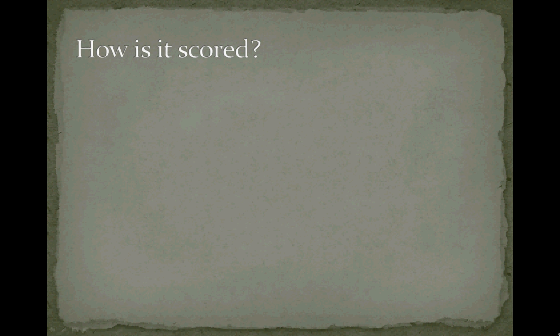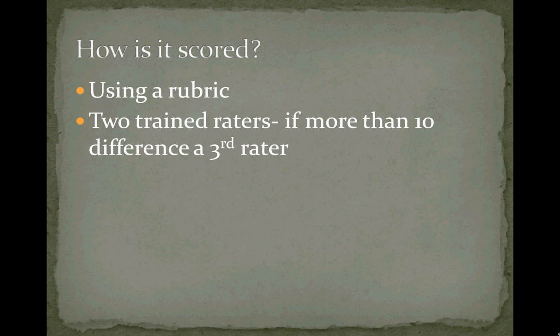How is the test scored? The test is scored using a rubric, which will be explained on the next slide. 2 trained ESL teachers and also trained speak test raters listen to each examination. If there is a difference of more than 10 points between the first rater and the second rater, a third rater listens to the examination to decide the final score.